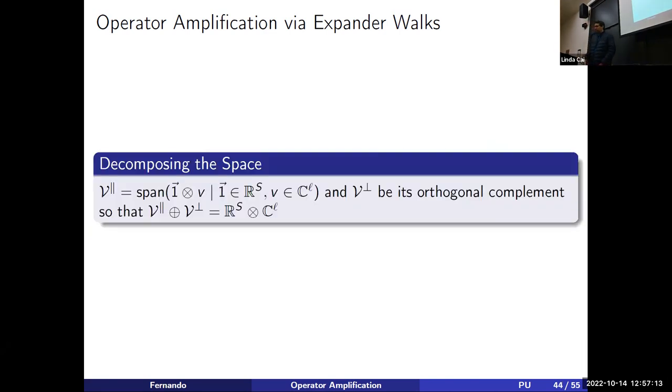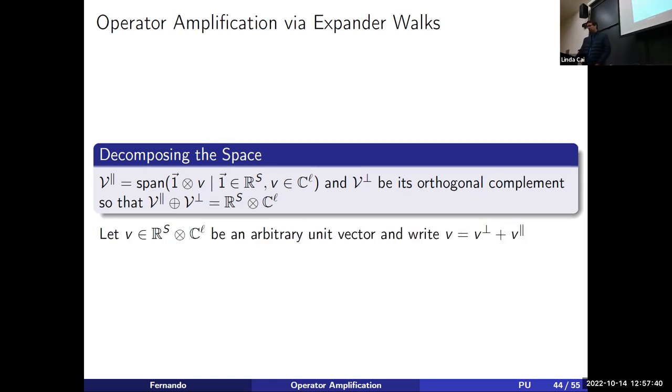Very good. And something very similar to what happens in the zigzag analysis happens here, right? So you have this space that's a tensor space. It has a component on the vertex set of the auxiliary graph and this Hilbert space. We have the parallel space, which is the all-ones tensor an arbitrary vector of the other space. And you have the orthogonal complement of this. So this tensored space decomposes nicely in this form, right?